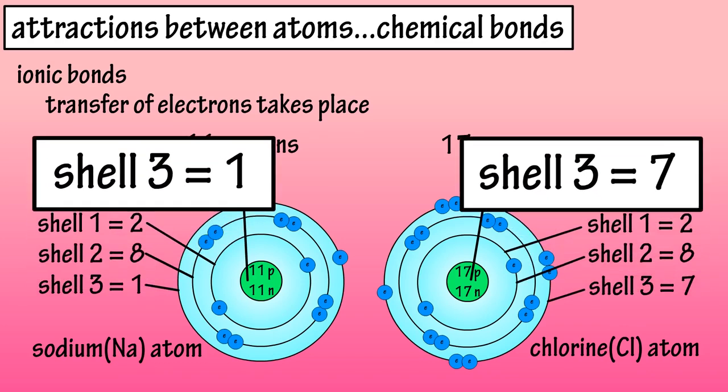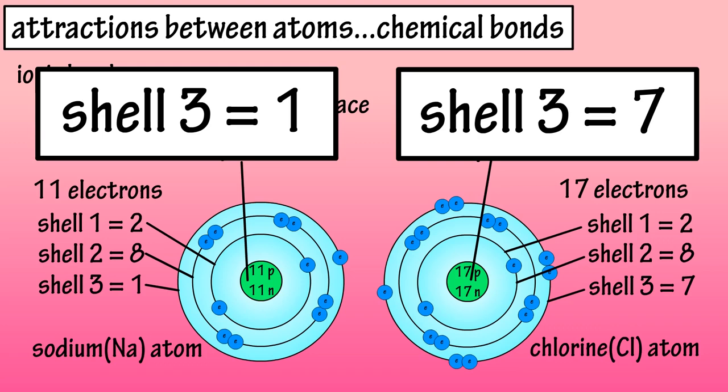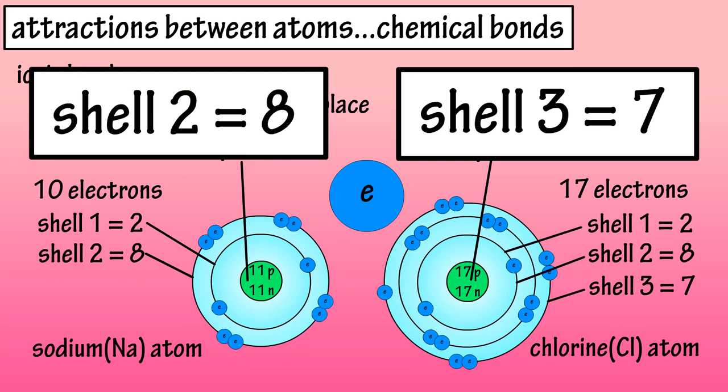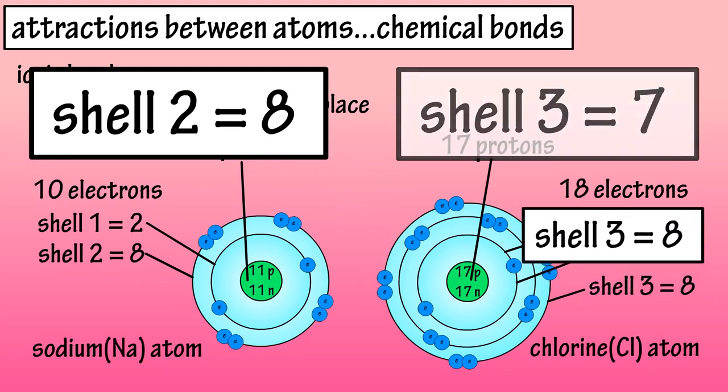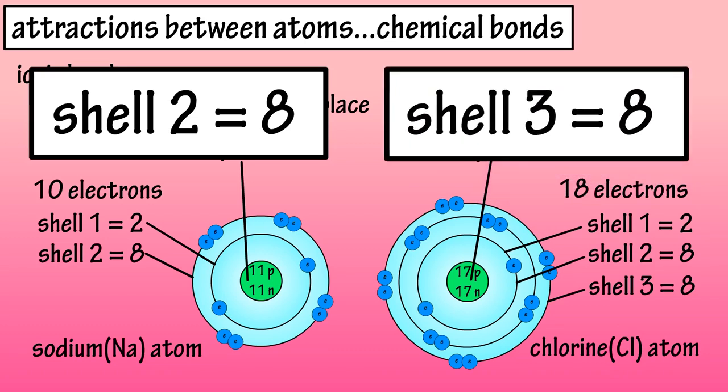We know that atoms want to have 8 electrons in their outer shell. So sodium can give up 1 electron, and now it has 8 electrons in its outer shell, and chlorine can take that electron from sodium, and that will give it 8 electrons in its outer shell.